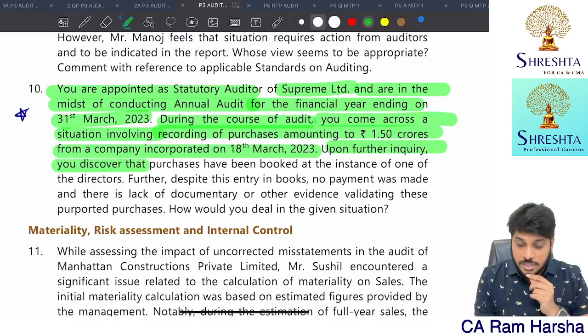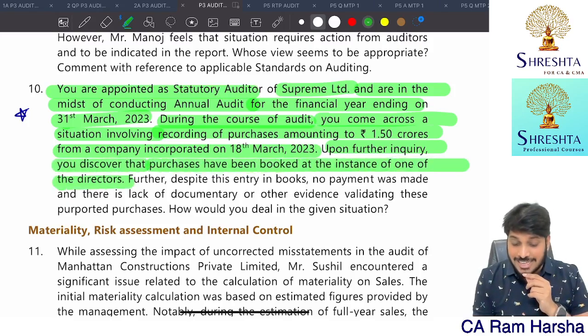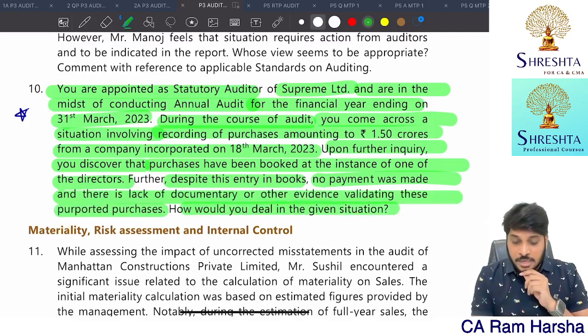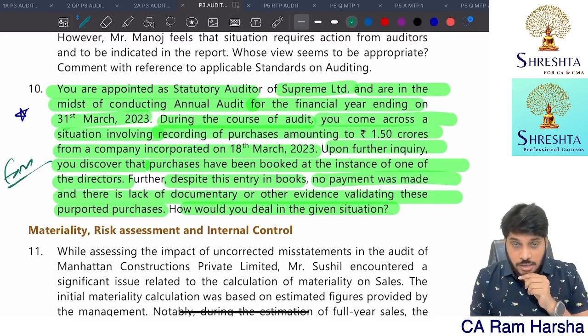Upon further inquiry, you discovered that the purchase had been booked at the instance of one of the directors. Further, despite this entry in the books, no payment was made and there is a lack of documentary and other evidence regarding the purported purchase. How would you deal with this? Is this a fraud? Yes or no?